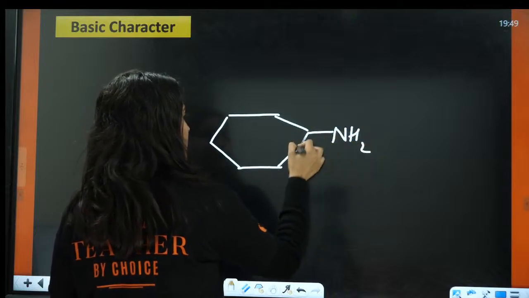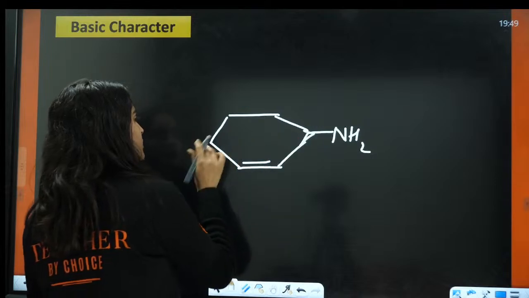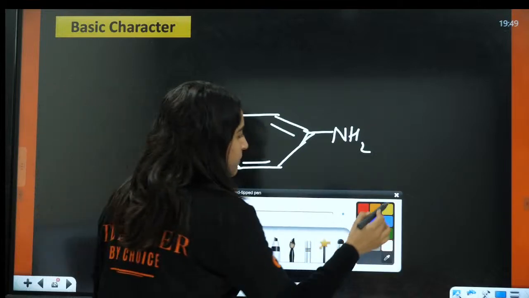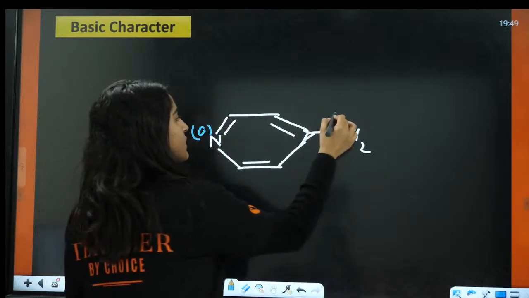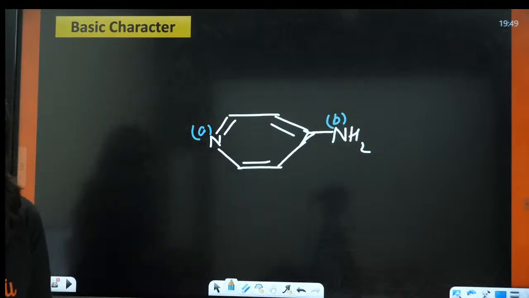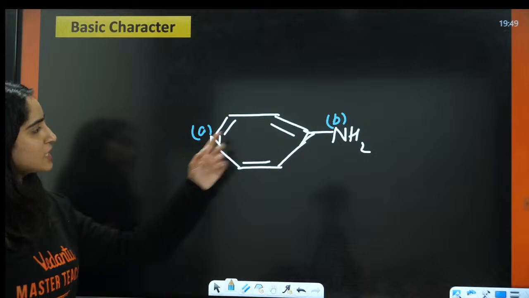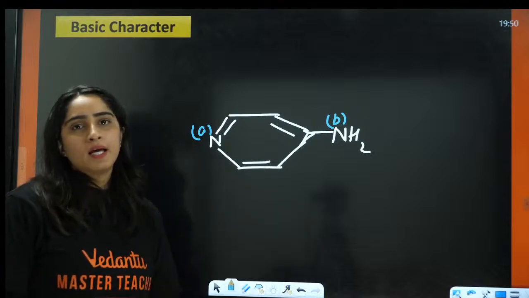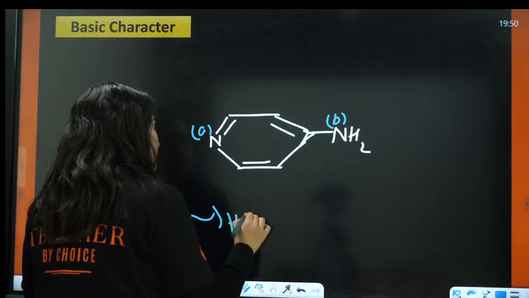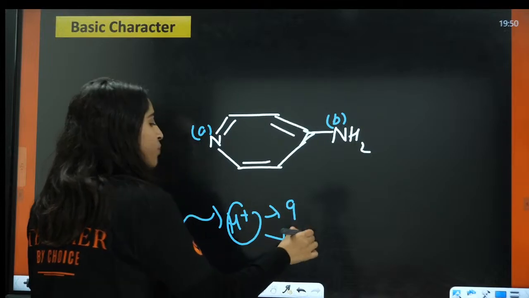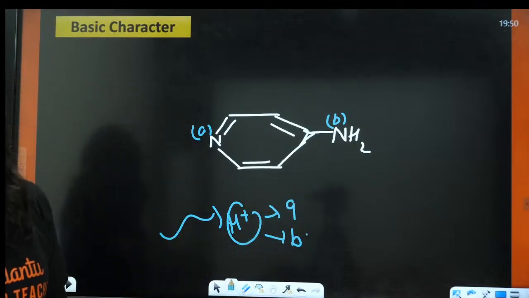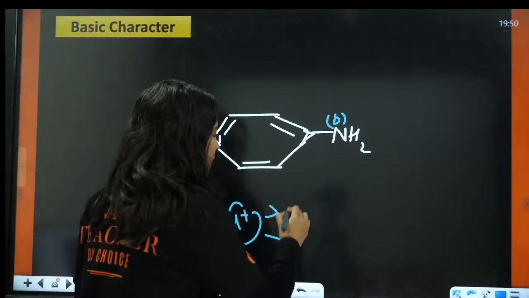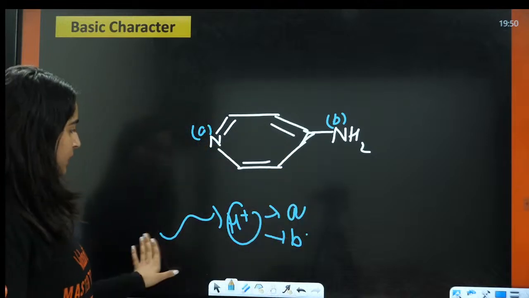Now tell me, this is nitrogen number A, and this is B. Which nitrogen atom is more basic? This one or this one? Which will accept? You'll be asked the question: out of A and B, will H positive approach on A or B? Tell me.